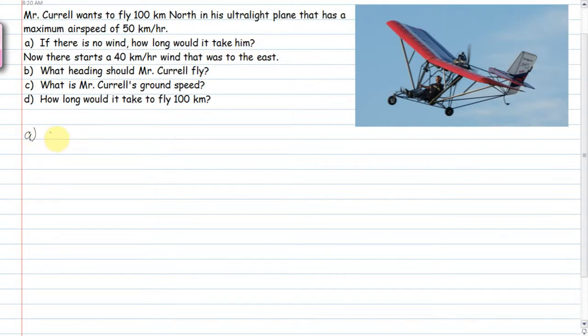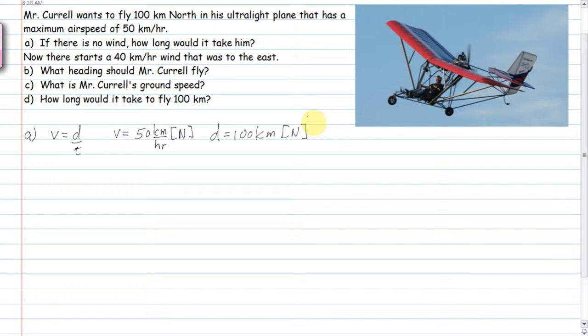A, the velocity is distance over time. We're given that the velocity of the airplane is 50 kilometers per hour north, and the displacement that he actually wants to travel is 100 kilometers, and that's north.